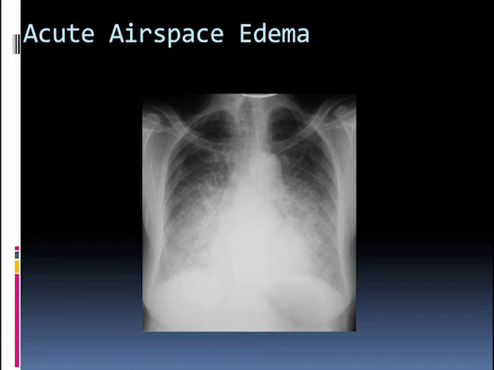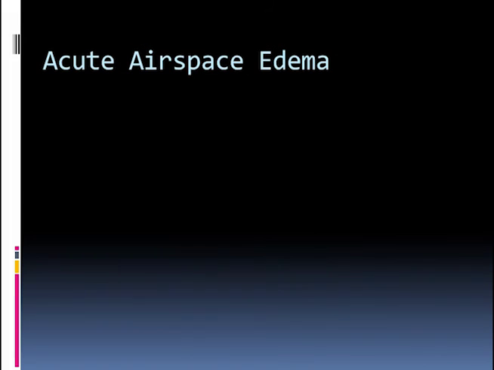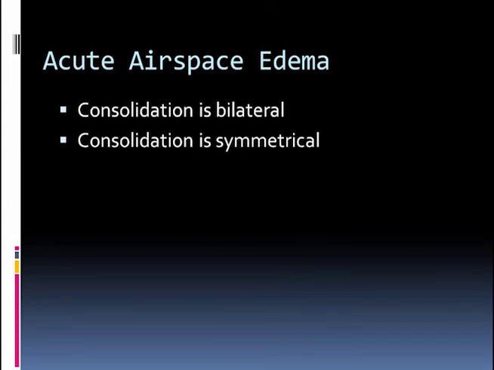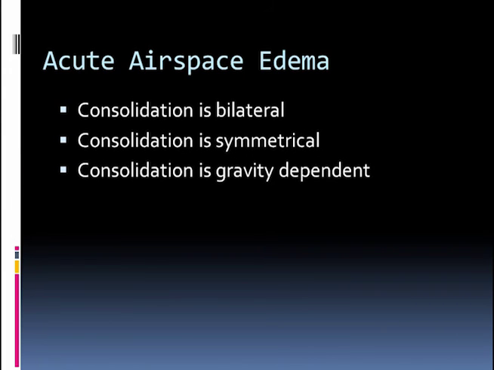So those are the three things that you have to remember about acute pulmonary edema. It's fluid, it flows, it's going to go to the most gravity dependent area of the lung first, okay? And it's going to be bilateral and symmetrical. So, acute airspace edema, the consolidation is bilateral, consolidation is symmetrical, and the consolidation is gravity dependent.